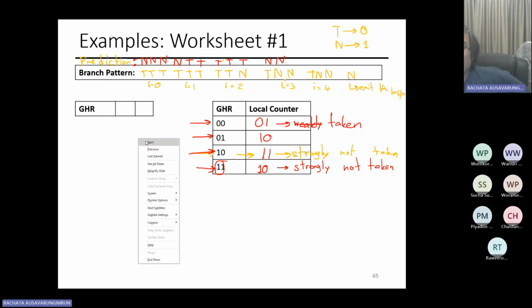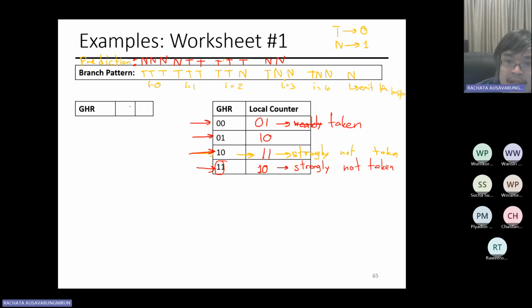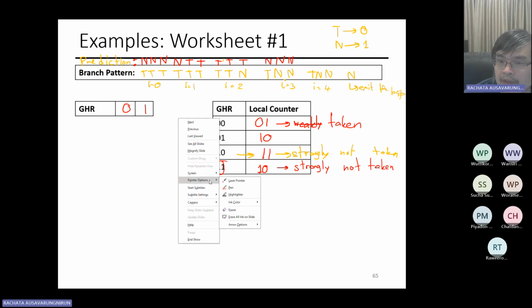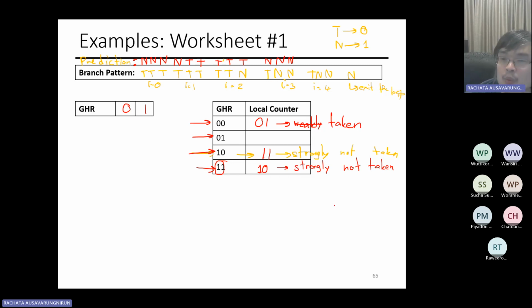To the last two branch outcomes. So it's going to be taken, then not taken. Then you look at 0, 1. 0, 1 is at weakly not taken. So you are going to predict not taken. And because you predict correctly, from weakly not taken you update to strongly not taken. 1, 1.